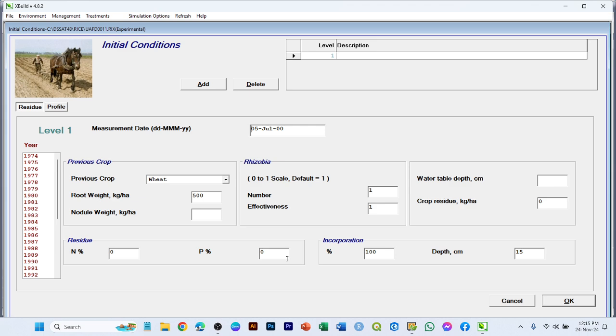So the depth in centimeters, this is the depth in centimeters to which you have taken the soil analysis, up to 15 centimeters depth. The sample of the soil that you take is around 0 to 15 centimeters. You take the sample of the soil. This is that one. Clear?